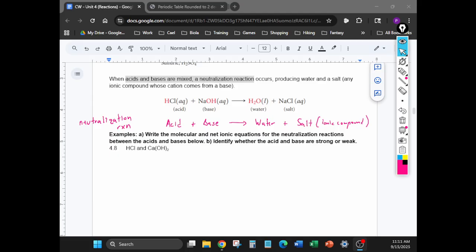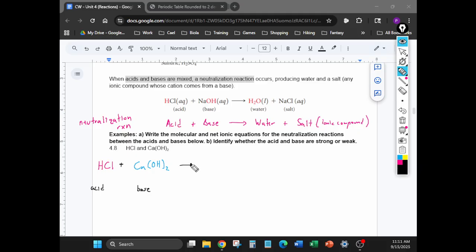Okay, so let's do 4.8 together. So we've got our HCl, and we have Ca(OH)2. Actually, let me color code it. It'll help. HCl plus Ca(OH)2. Now, before we start, let's just test your memories real quick. Which compound is our acid? Yeah, HCl, because it has H. So this is our acid, which means this obviously is going to be our base.